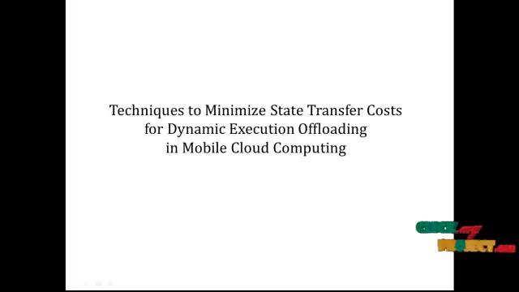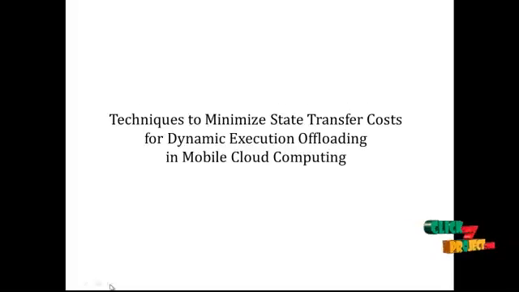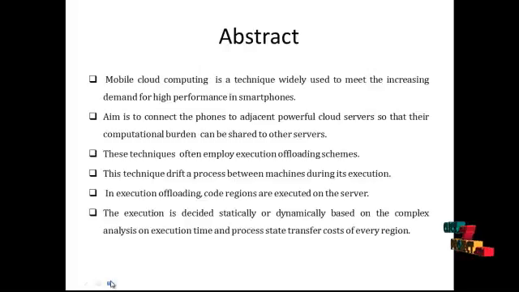I am going to explain the concept of techniques to minimize state transfer cost for dynamic execution offloading in mobile cloud computing. Let's start with the abstract. Mobile cloud computing is a technique widely used to meet the increasing demand for high performance in smartphones. The aim is to connect the phones to adjacent powerful cloud servers so that their computational burden can be shared with other servers. These techniques often employ execution offloading schemes. This technique drifts a process between machines during its execution.